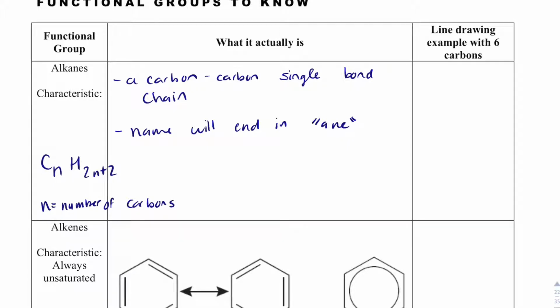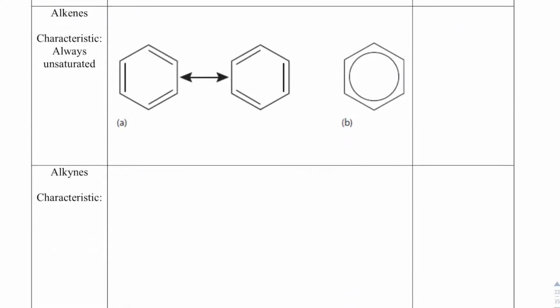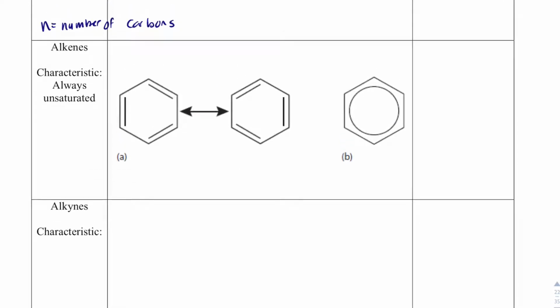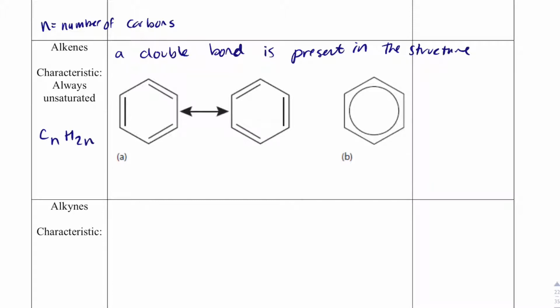So if we draw a line drawing with 6 carbons, no big deal, we get something that looks like this, and we can call that hexane. Okay, now alkenes are going to have some sort of double bond. So if it's just one alkene, with one double bond, we'll get this formula.